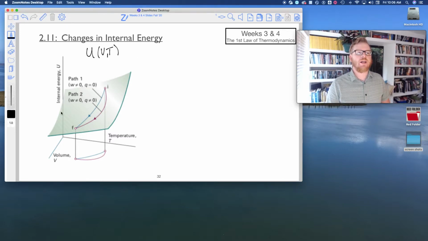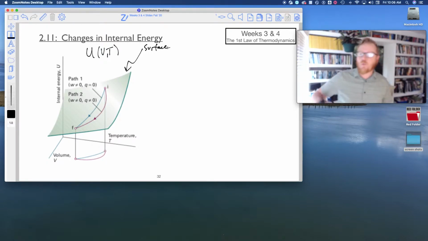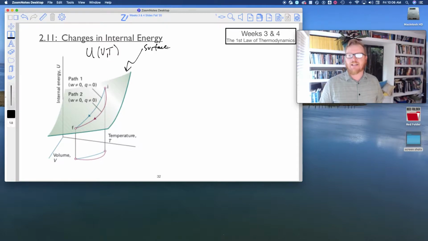Okay, so we're going to start getting used to seeing these types of three-dimensional graphs. These are often referred to as a surface. So in this case, an internal energy surface. And we just finished that discussion of exact and inexact differentials, or state functions versus path functions. And here's two really good examples of that.